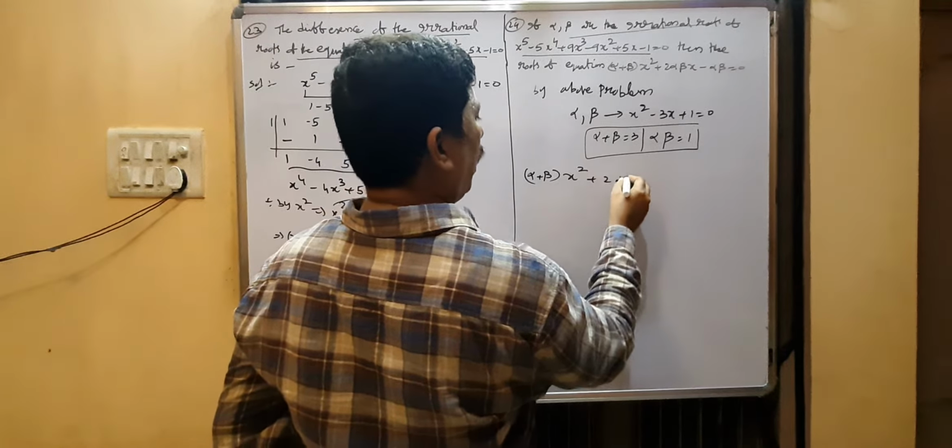3x squared plus 3x minus x minus 1 equal to 0. Then 3x common, x plus 1, minus 1 common, x plus 1, equal to 0. That is (x plus 1) into (3x minus 1). So x equal to minus 1, 1 by 3. Roots of the given equation are x equal to minus 1, 1 by 3.